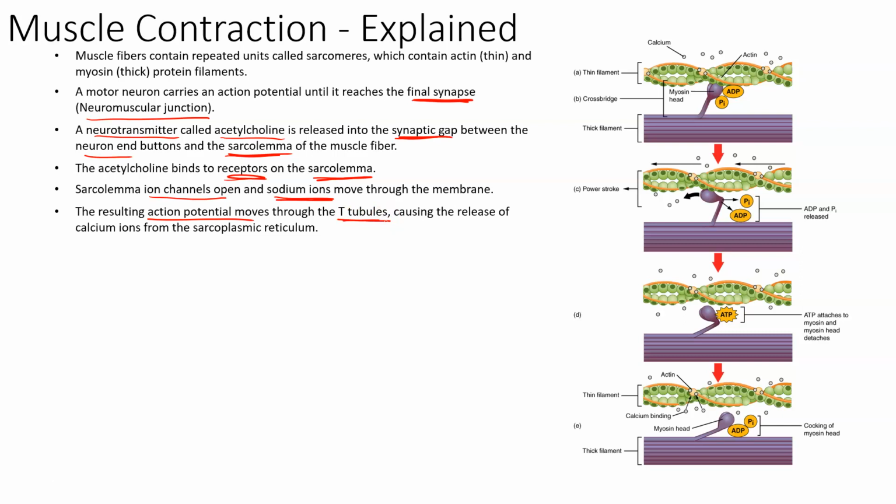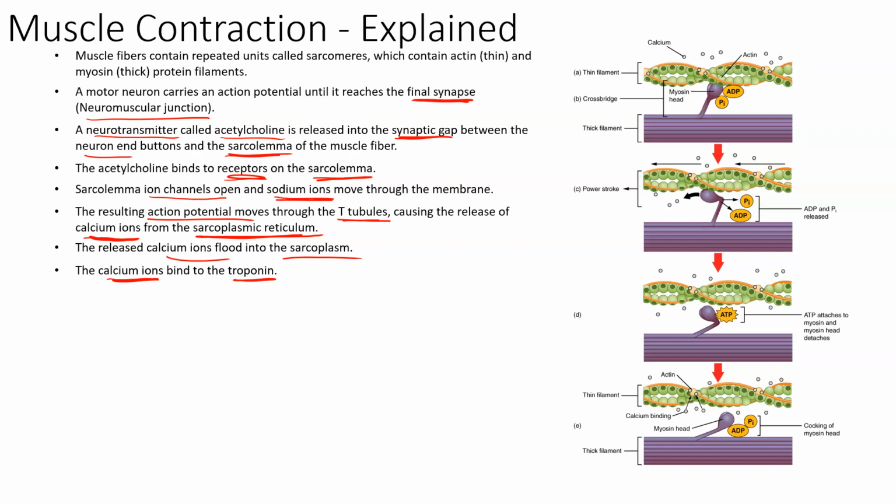Remember, those are the transverse tubules that are invaginations on the inside of the sarcolemma. And that causes the release of calcium ions from the sarcoplasmic reticulum, which is where they're stored, which is going to cause a substantial increase of calcium ions in the sarcoplasm. What is that going to do? It's going to cause those calcium ions to flood into the sarcoplasm and bind to the troponin, which is that protein complex located on the tropomyosin.